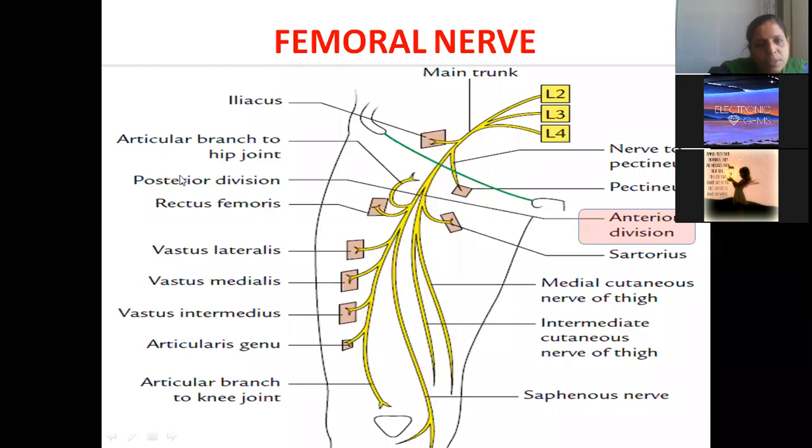This is all posterior division. In the posterior division, only one cutaneous branch. What is that? Saphenous nerve. The rest all are supplying muscles. So what are the muscles we see in the front of the thigh? Those names you write. So we have rectus femoris, vastus lateralis, vastus medialis, vastus intermedius, articularis genu. One twig is going to the knee joint as well. Is that clear? Yes, ma'am.